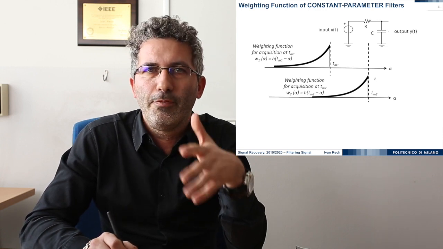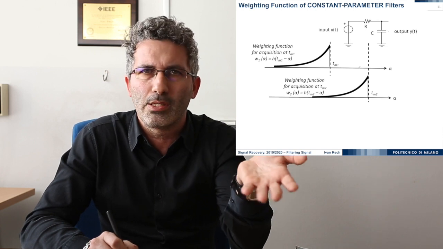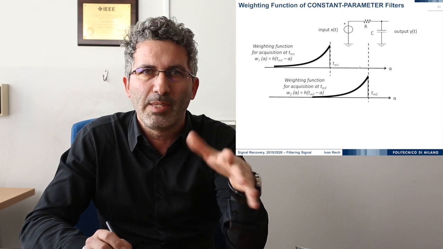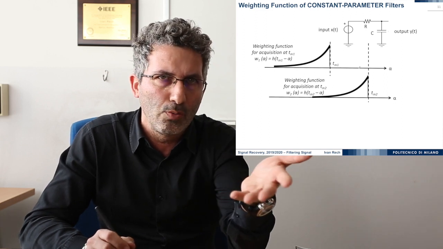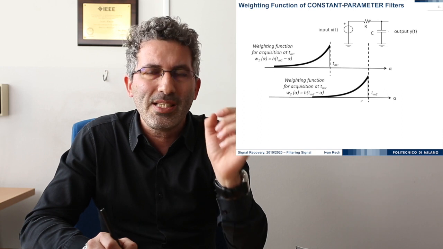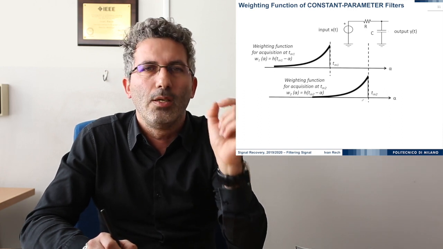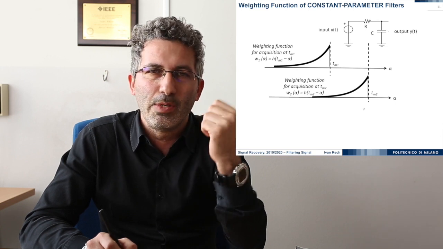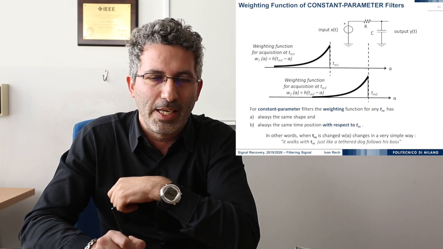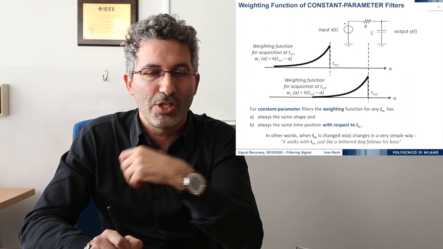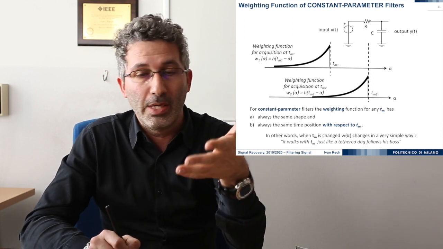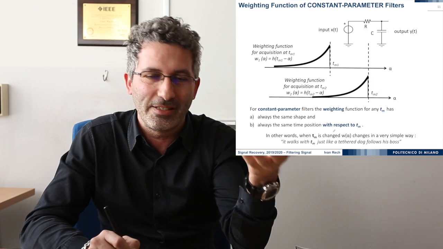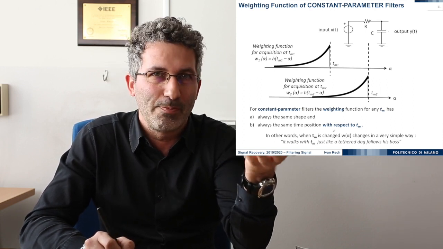This is a key point for the constant parameter filter. It's not always valid for any filter. It's valid only for the constant parameter filter, the filter that you are used to work with. So this is an important property of this filter. My old professor, Professor Serjakov, always taught something like this. In other words, when Tm is changed, the weighting function changes in a very simple way. It works with Tm just like a tethered dog follows his boss.